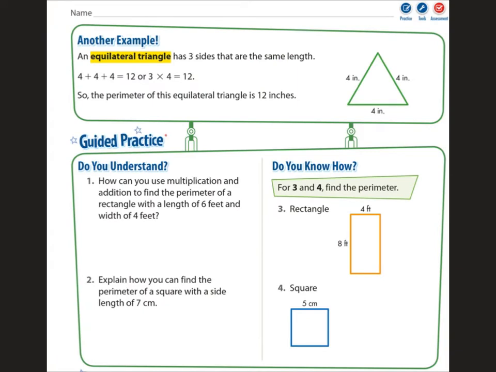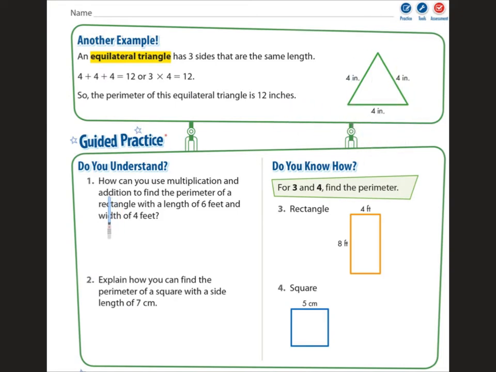All right, we're going to go into another example. We've got an equilateral triangle here. Remember, an equilateral triangle has 3 sides that are the same length. So if you look over here, this side is 4 inches, and this side, and also this side. You can say 4 plus 4 plus 4 equals 12, or 3 times 4 equals 12. So the perimeter of this equilateral triangle is 12 inches.